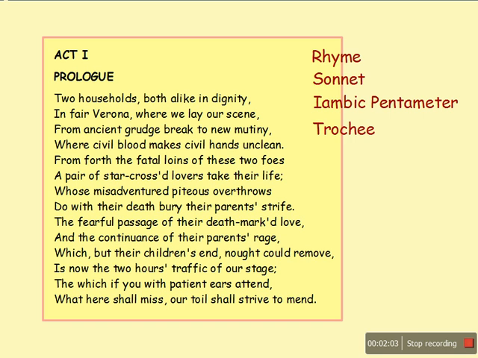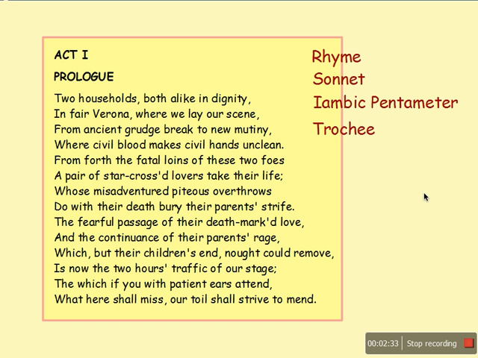Now here we've got a rhyme scheme: A B A B, C D C D, E F E F, G G, which means that dignity and mutiny rhyme. Those are your letter A's. Seen and unclean rhyme. Those are your letter B's. Foes and overthrows rhyme. Those are your letter C's. Life and strife rhyme, and those are your letter D's, and so on and so forth. This is what we call a rhyme scheme, okay?